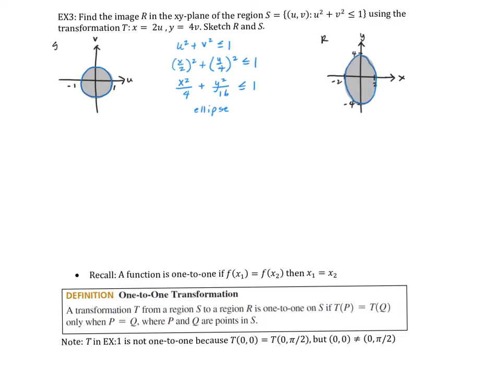Now, if I was going to write out the transformation of S, it's going to be equal to the image R, where R is going to be the set of all points x and y, such that I can just write down x squared over 4 plus y squared over 16 is less than or equal to 1.